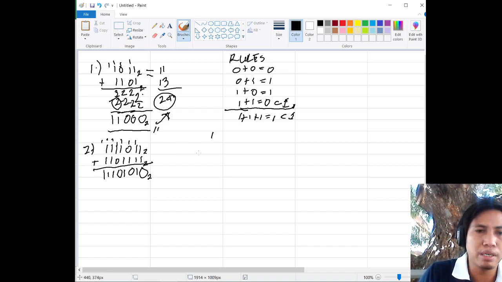To explain it further, we'll write the problem. So that is 1 1 1 1, then we have 0 1 1 base of 2. And the other one is 1 1 1 1 0 1 1 base of 2. Okay?